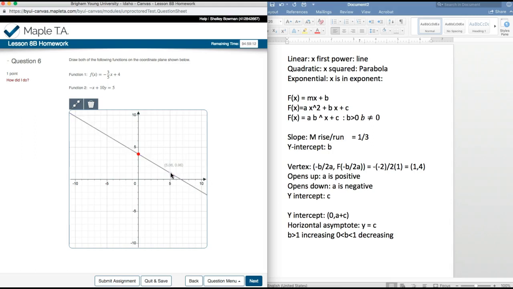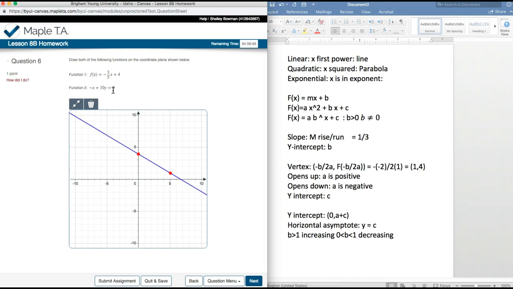So from here I could go down 3 again, 1, 2, 3, and over 5, 1, 2, 3, 4, 5. There's another point on the line, and same thing from here. I could go up 3, 1, 2, 3, and back 5, and I'll get another point. Anytime, so it doesn't matter where I am on the line. However, because we get the y-intercept and that's so easy, that's where we start from to find the next point to draw our line. Okay, this next one right here is not in slope-intercept form.